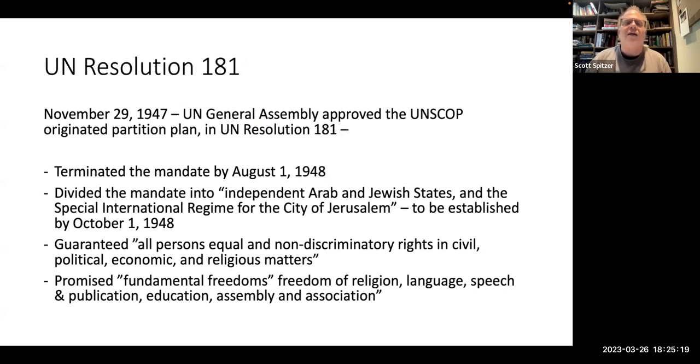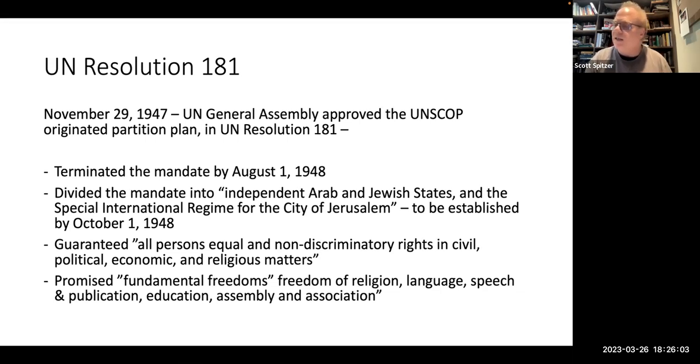United Nations issues this UN resolution, which terminates the mandate, creates independent Arab and Jewish states, an international regime for the city of Jerusalem, and guarantees all persons equal and non-discriminatory rights in civil. Notice this one includes political, unlike the Balfour Declaration: civil, political, economic, and religious matters, and promises fundamental freedoms. What are those? Freedom of religion, language, speech, publication, education, assembly, and association. That's the UN resolution.